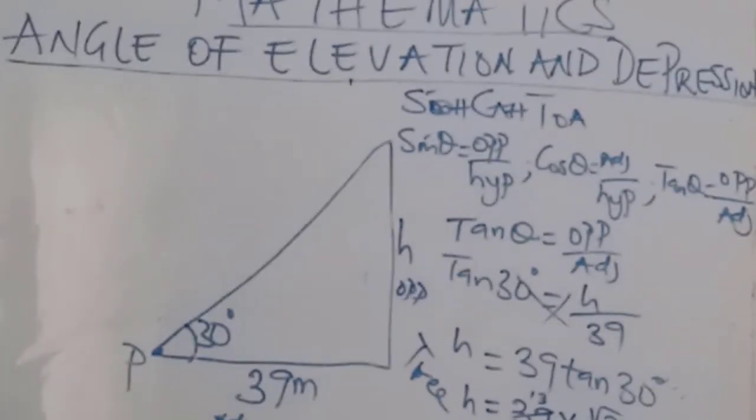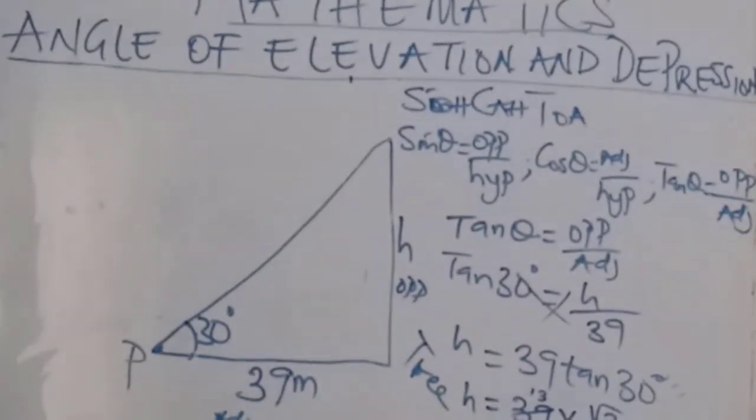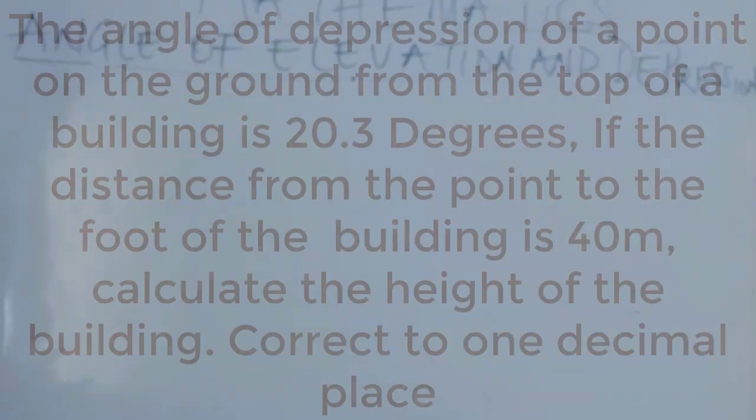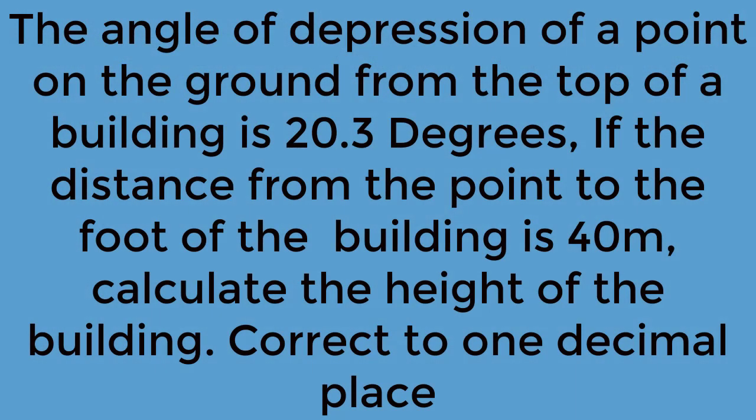Alright, we'll look at one more question. Let's see another question. This time around, something that has to do with angle of depression. Okay, take the question. The angle of depression of a point on the ground from the top of a building is 20.3 degrees. If the distance from the point to the foot of the building is 40 meters, calculate the height of the building.